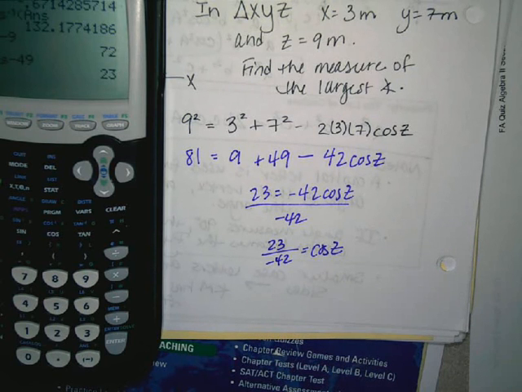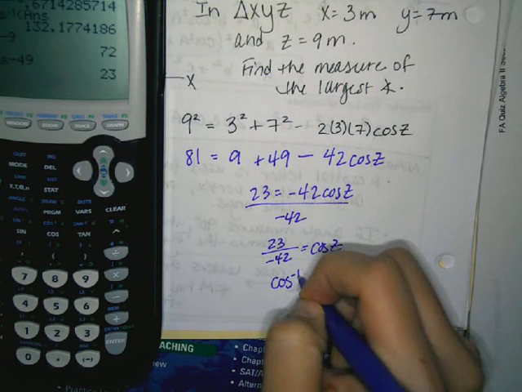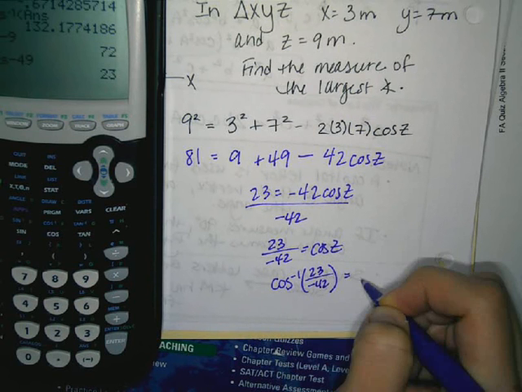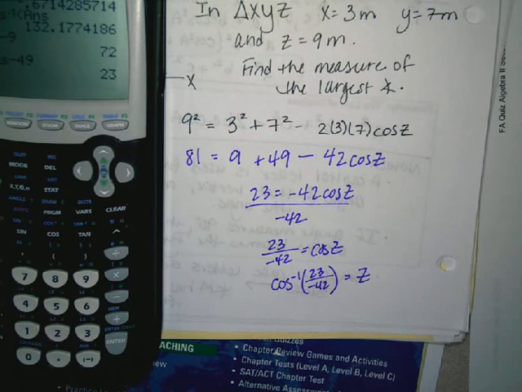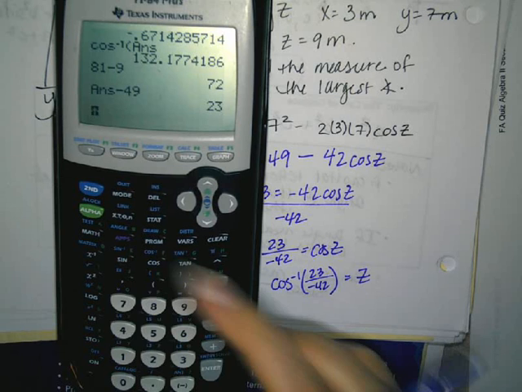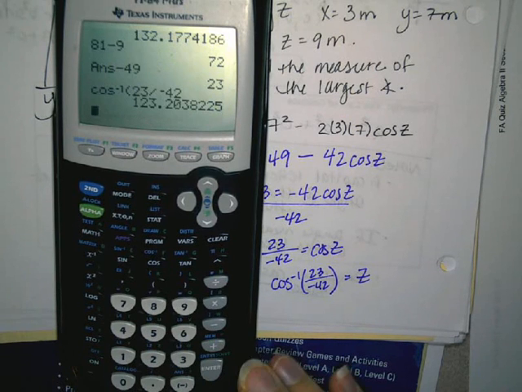Well, you're catching up from yesterday. Yeah. So we have cosine to the negative 1 of 23 over negative 42 would equal my z, which is what I had to find. I had to find the measure of the largest angle. And so if we punch that out, you should get 123.204. We okay there?